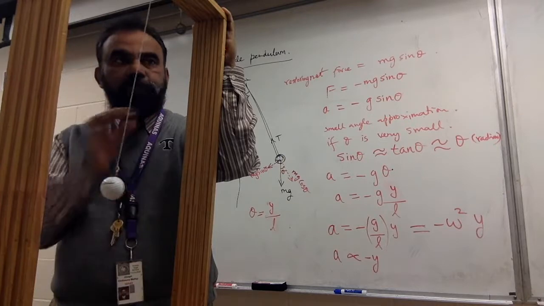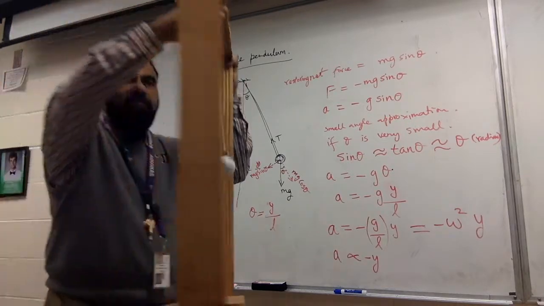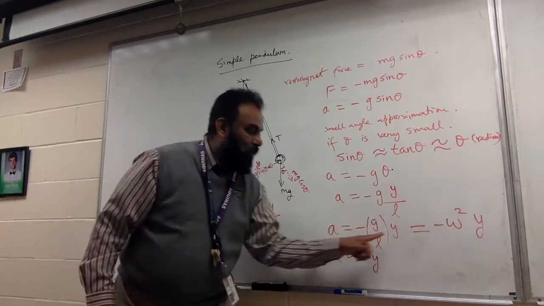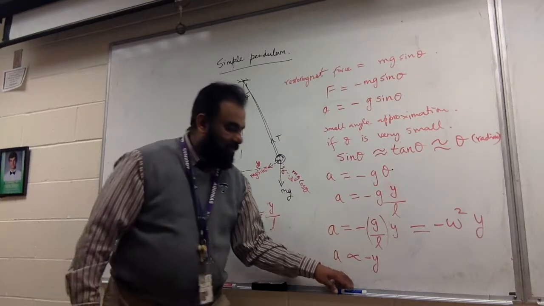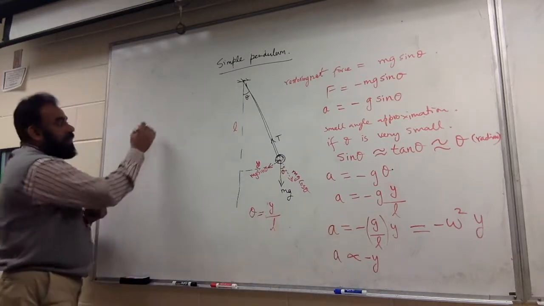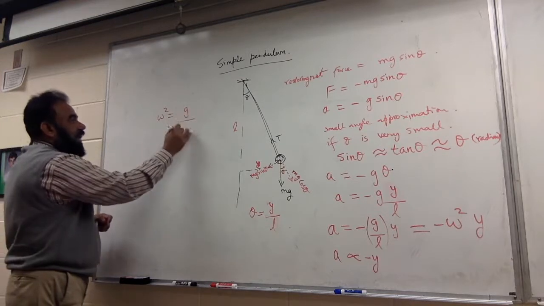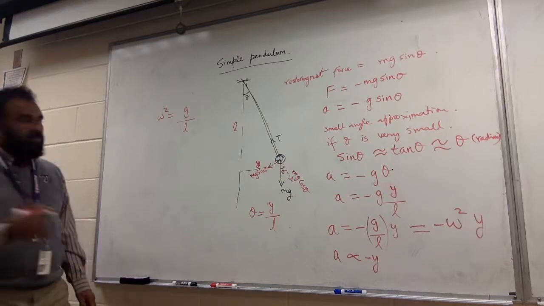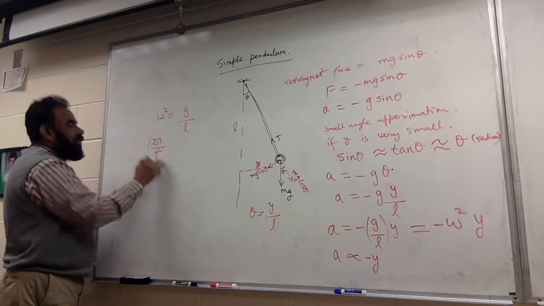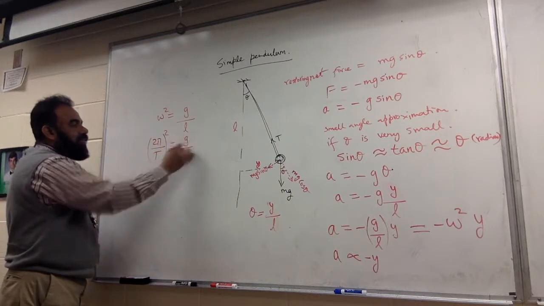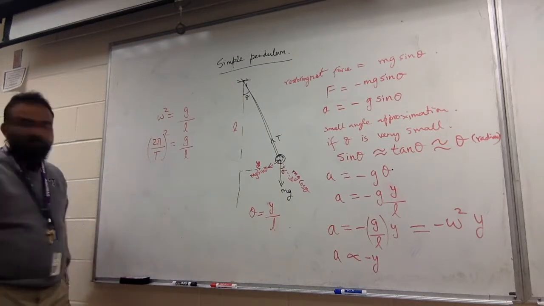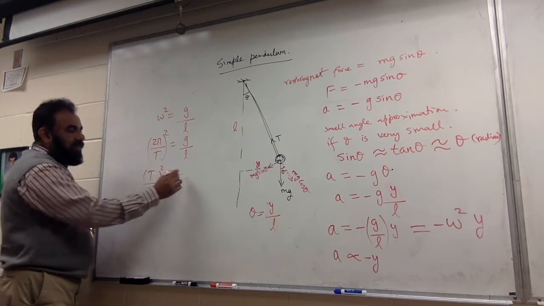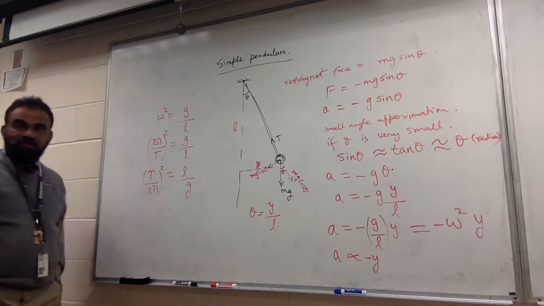Yes. So does that mean g over L is equal to omega squared? Yes, you're right. Omega square is g over L, and that's what we are picking up on. So omega square is equal to g over L. And what is omega? 2 pi over capital T, the whole square, is equal to g over L. Which means time period over 2 pi, the whole square, is equal to L over g. I just flipped it.